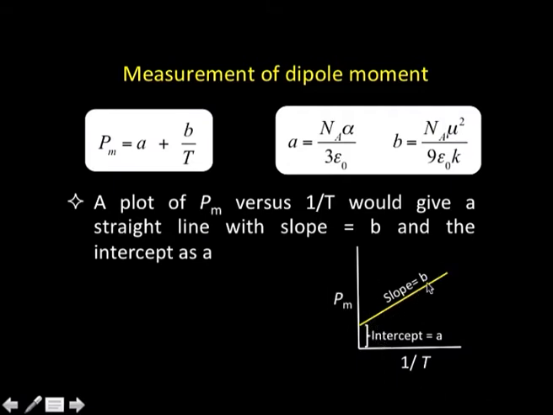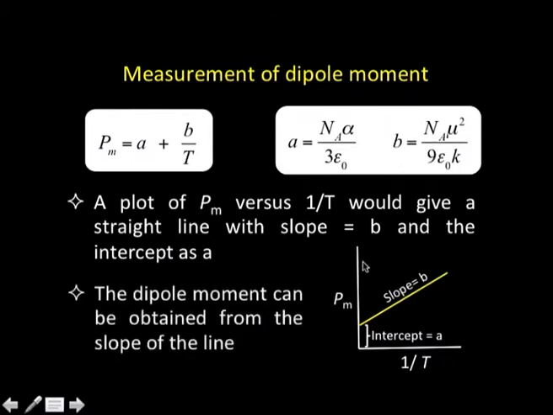And in this straight line, the slope will give me B, which is equal to N_A mu square by 9 epsilon naught K. So, we know all these things here. Knowing B from the slope of the line, I can get the value of mu. That is, the dipole moment can be obtained from the slope of the line.